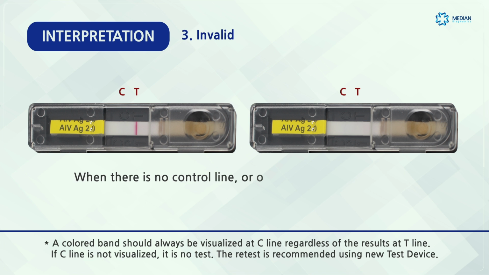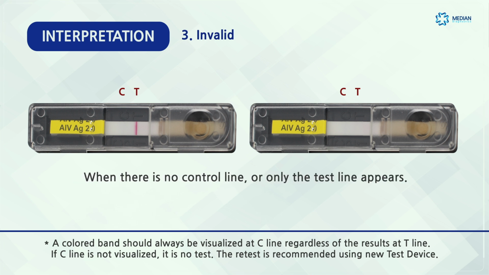Finally, if the control line does not appear at all, or if only the test line is visible without a control line, the test is considered invalid. In this case, you must perform a retest using a new device.